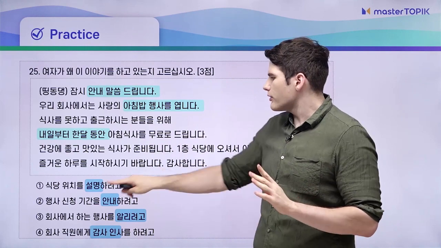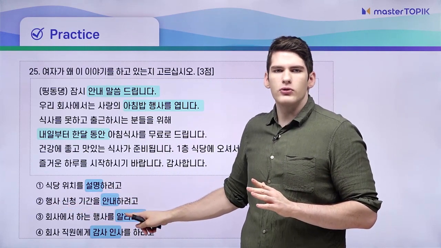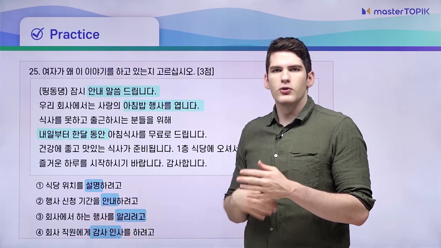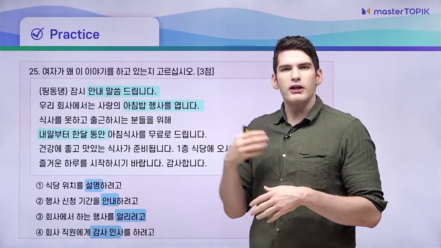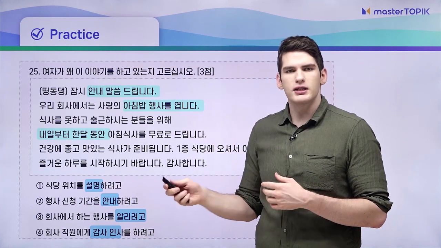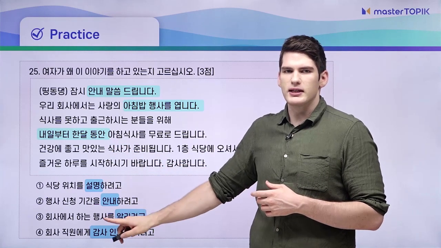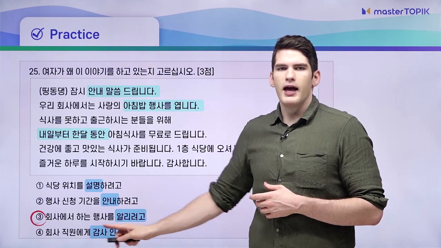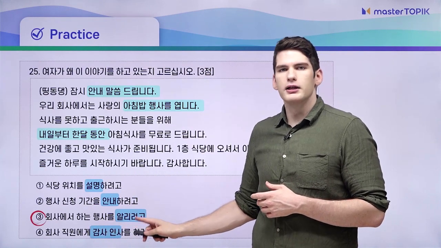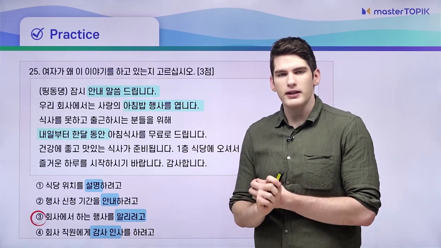Right? Let's look down here again. 행사 신청 기간을 안내하려고. 신청, right? So the 신청 would be, what is it in English? Like requesting it, signing up for it. 신청 기간. But that's not quite what they're asking here, right? So it's not going to be number 2. It's going to be number 3, right? 회사에서 하는 행사를 알리려고, right? To tell the workers about this event.